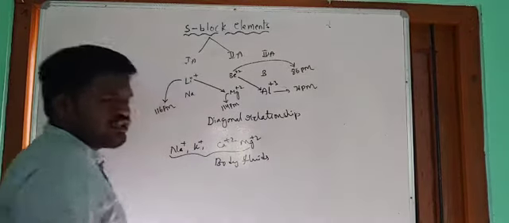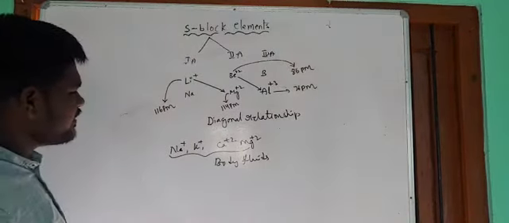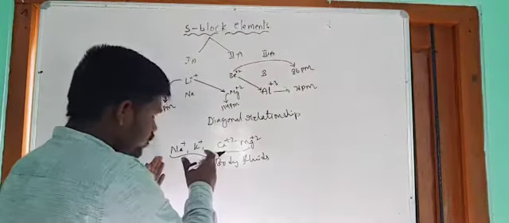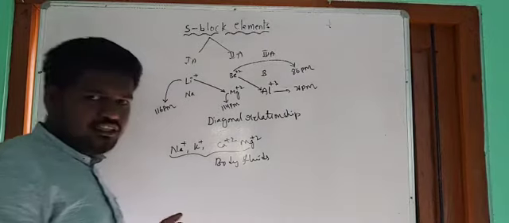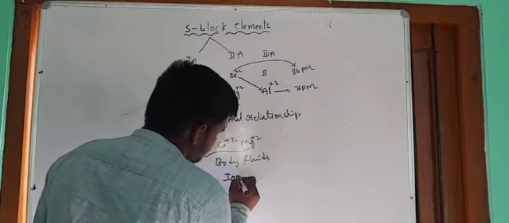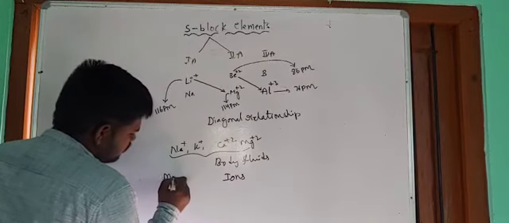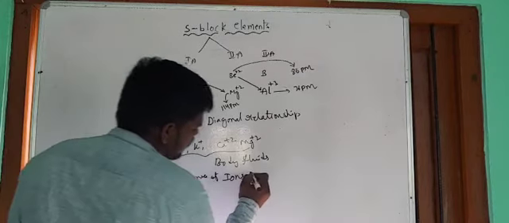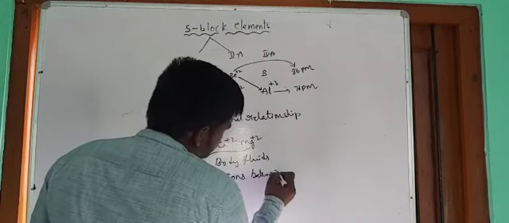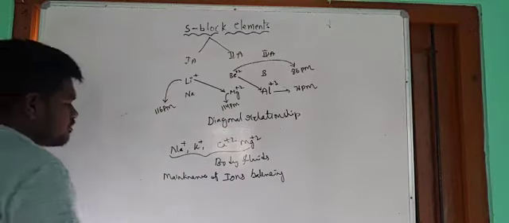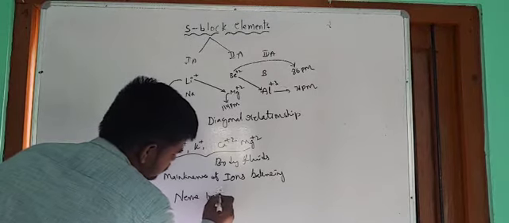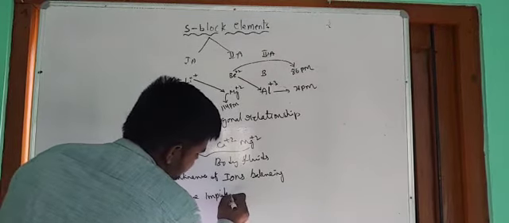These ions are present in the body fluids, and these are very important and very useful in the maintenance of ions balancing. And next one, they are very useful in the nerve impulse conduction.